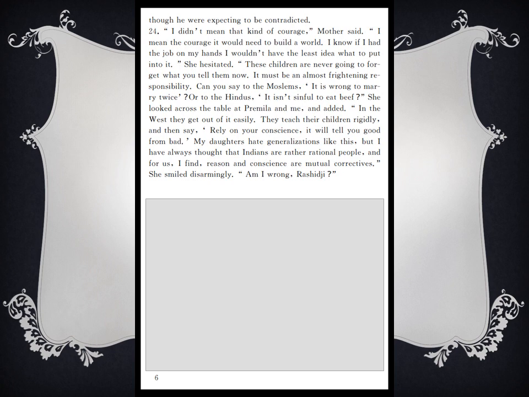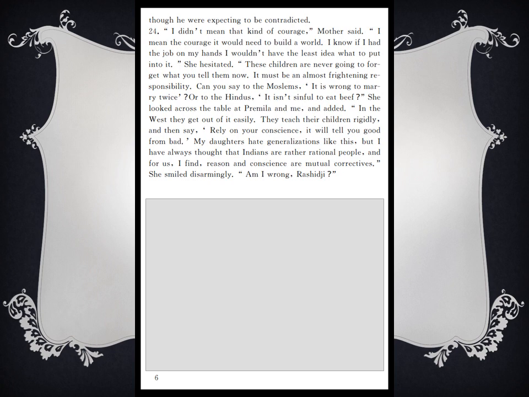But I have always thought that Indians are rather rational people. But he was saying, he thinks all the Indian people are practical. Rational means practical, means they are not listening to their heart, they are listening to their mind. And for us, I find reason and conscience are mutual correctives. Reason means your intelligence and conscience means your heart. There are two things, on one side your mind, and on the other side your heart. Means Indian people can think with their mind as well as with their heart. They have mutual understanding.